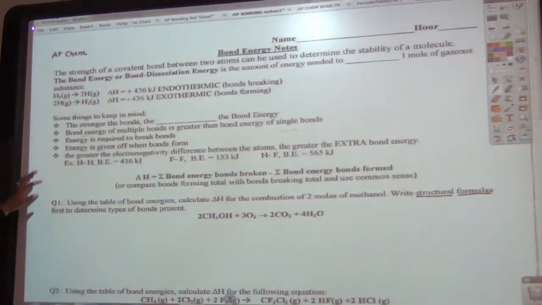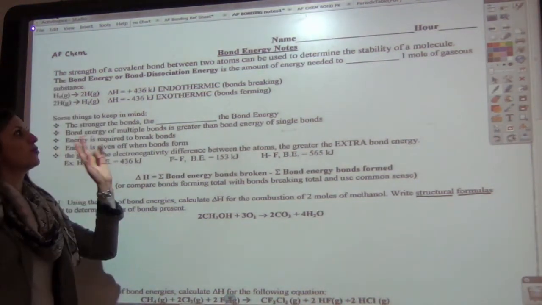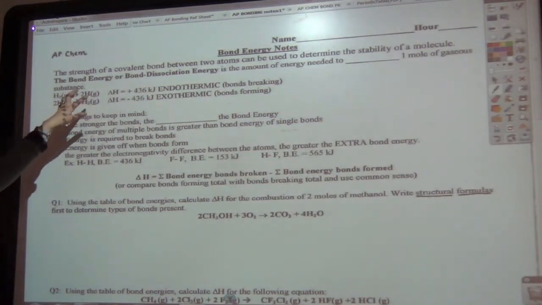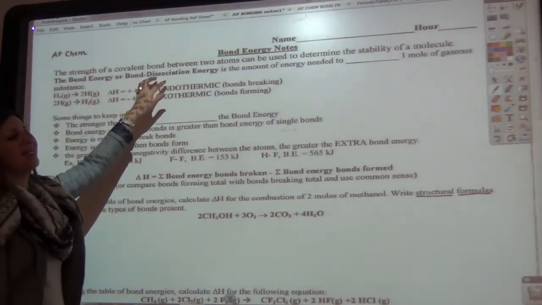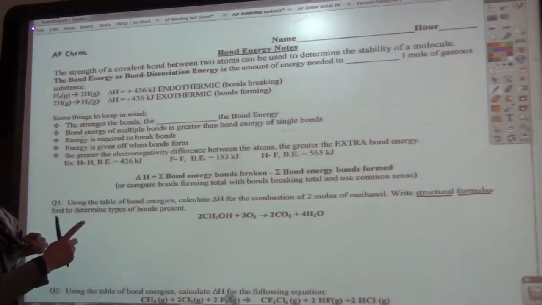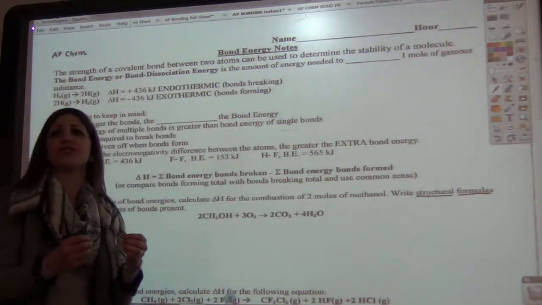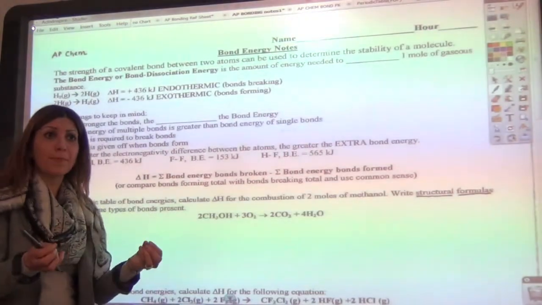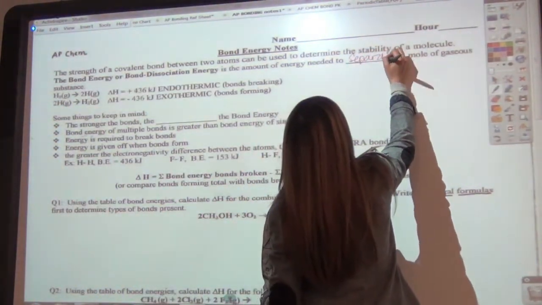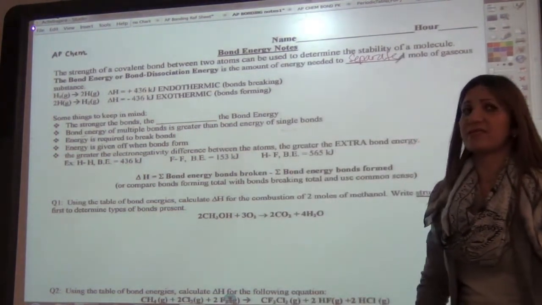Okay? So, the strength of a covalent bond between two atoms can be used to determine the stability, how stable a molecule is. And what it's called is the bond energy or bond association energy. It's the amount of energy needed to do what to 1 mole of gas substance? What do you think you're trying to do to it? Separate it. Break it apart, pull it apart, okay? To separate 1 mole of gaseous substance, okay?